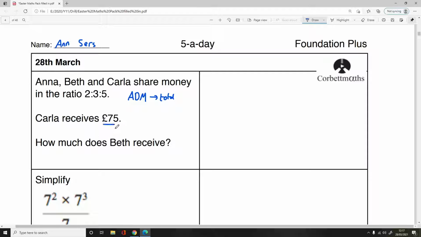And in this case, we do actually know Carla's got 75 quid. So that means we can directly link that up. 5 parts, that's Carla, equals £75 in reality. So if we want to find out how much Beth has got, and Beth is the 3 in this system, you need to say, how do I get from 5 to 75? You get there by times by 15. So Beth will be £45.